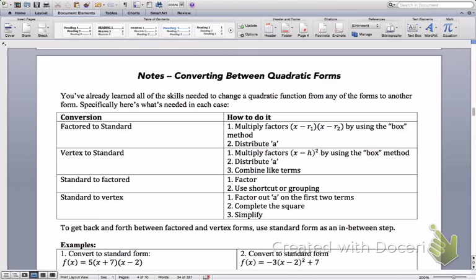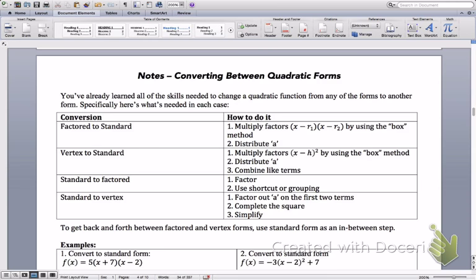Today we're going to go over how to convert between different quadratic forms, whether it's factored form, vertex form, or standard form, and you want to go from one to the other. It's possible. You already have all the skills to do that. This table just lays out how to do that.